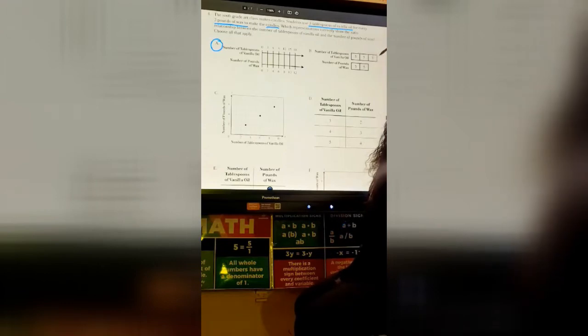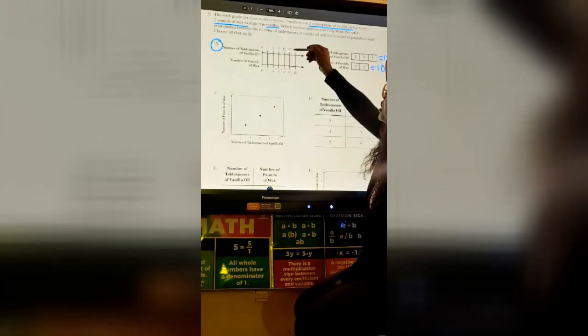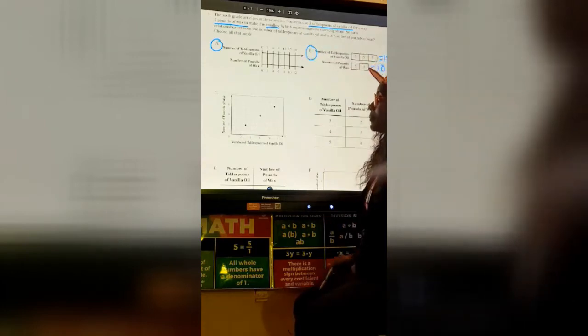I know that 5 times 3, or 5 plus 5 plus 5, equals 15, and 5 times 2 equals 10. So then, guess what? I'm going to go over here to this one, and for every 15 tablespoons of vanilla oil, I should have 10 pounds of wax. So I know that this is also a correct statement.